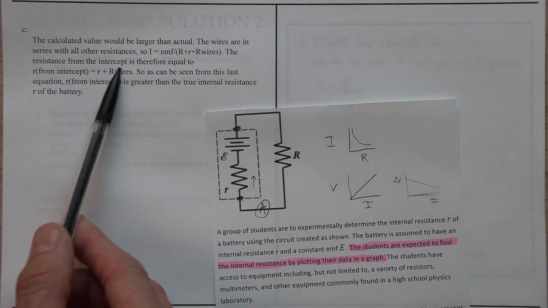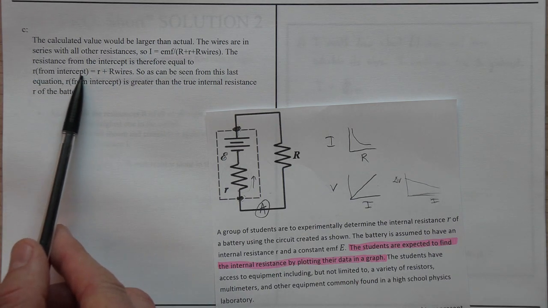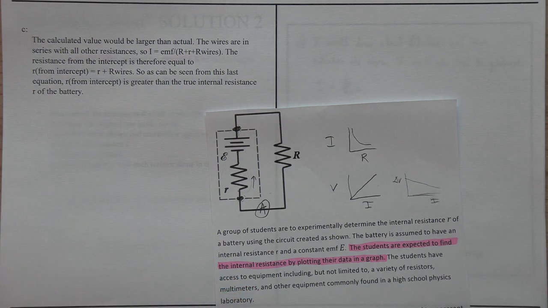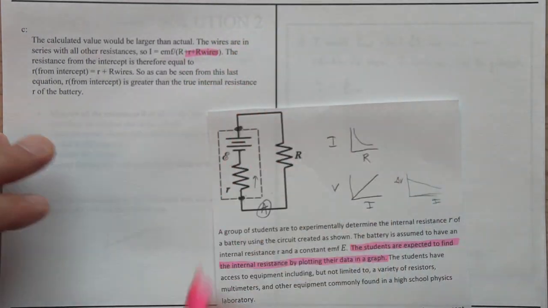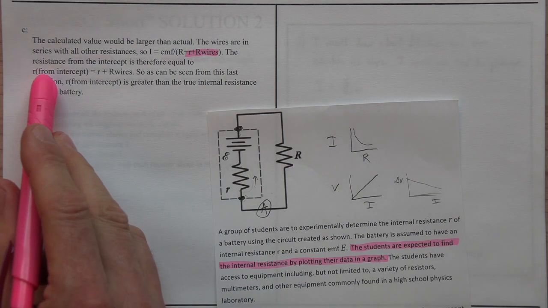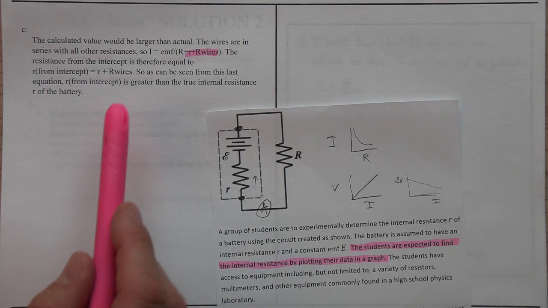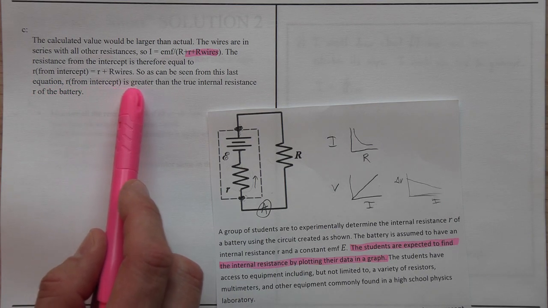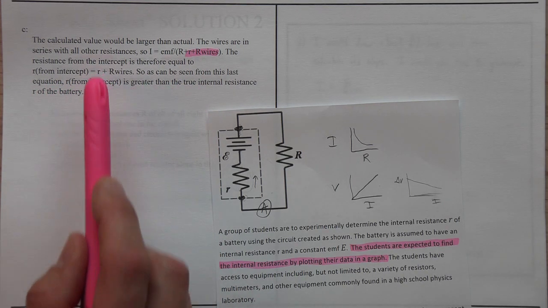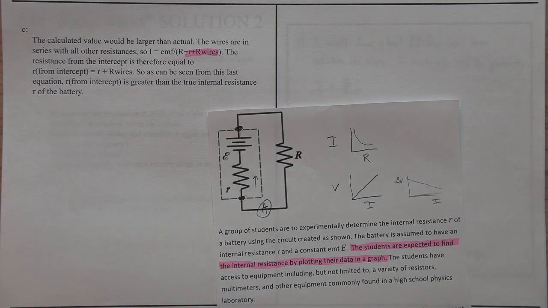So the resistance from the intercept is therefore, R from intercept is going to be these two together. Maybe I'll highlight it, right? So these two together are creating that Y-intercept. So R from intercept is r plus R wires. So as can be seen from the last equation, R from the intercept is greater than the true internal resistance, r of the battery. So there's the explanation for that. Okay, so there are two different solutions to the same question.